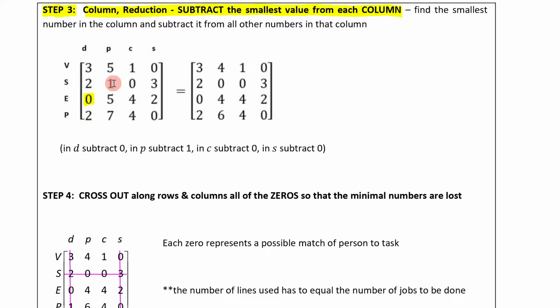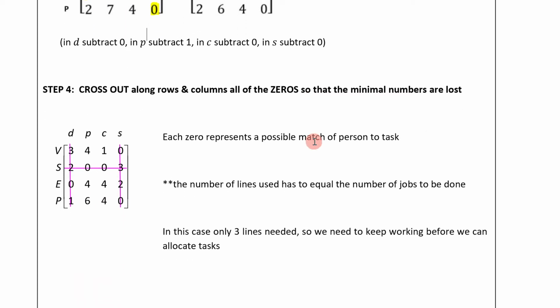For our next one, the smallest number is going to be 1. So that means we're going to subtract 1 from every number in this column. 5 minus 1 is 4. 1 minus 1 is 0. 5 minus 1 is 4. 7 minus 1 is 6. Now for the next 2 columns, we have zeros in there. And as soon as you have zeros in your columns, you know that you're just going to be subtracting 0 from this column and 0 from that column, so nothing will change. And here it says, in D, subtract 0, in P, subtract 1, in C, subtract 0, and in S, subtract 0.